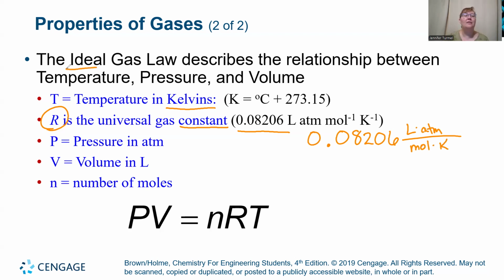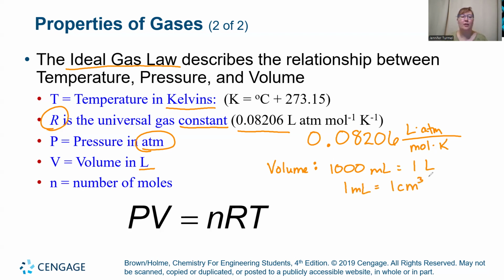Whenever we're working with that ideal gas law, again, we'll need to do pressure in atmospheres. Volume will always be in liters and N for number of moles. So let's just review a couple of small things here. First of all, for volume, let's remember our volume conversions. Okay, and remember that there are 1,000 milliliters in 1 liter. And remember that 1 milliliter is the same as 1 cubic centimeter.